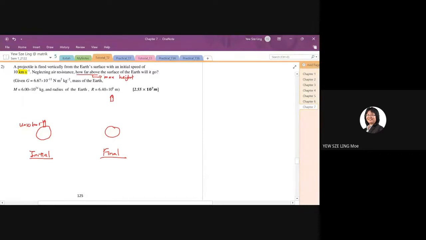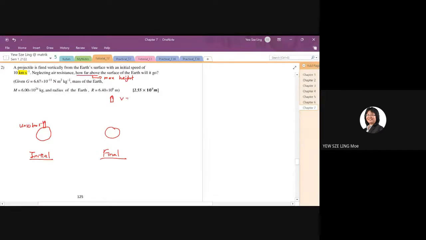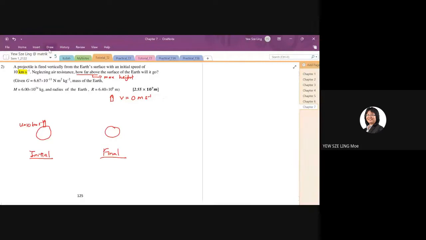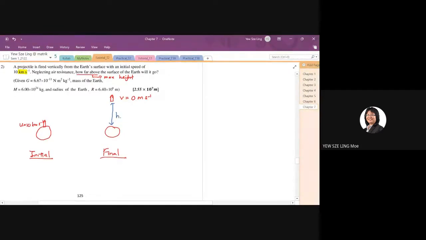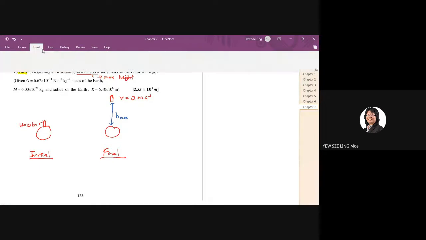Okay, so if it reaches maximum height, then what happens? It means that at this position, V is equal to 0 meters per second. And then the height, this would be our maximum height, H max.